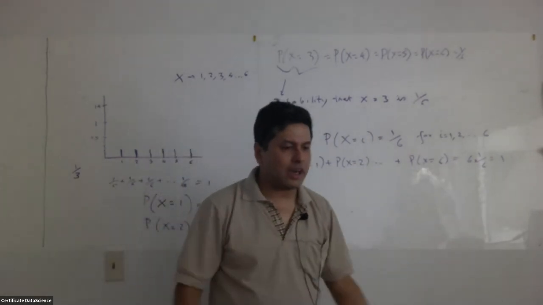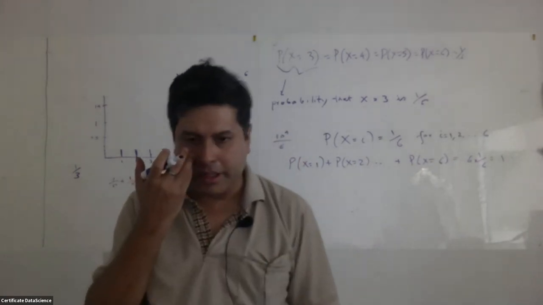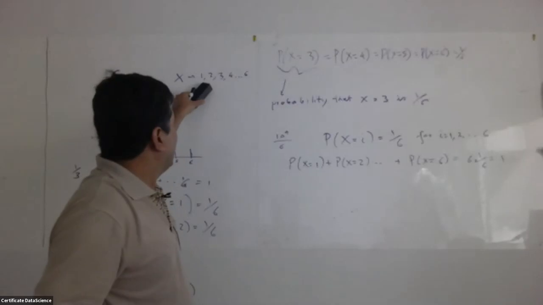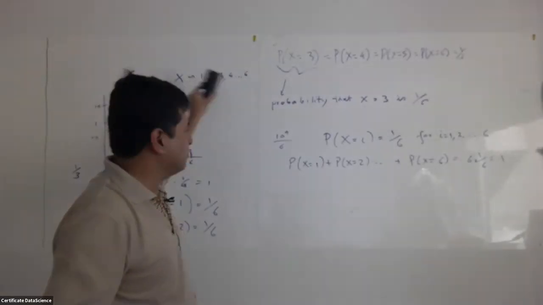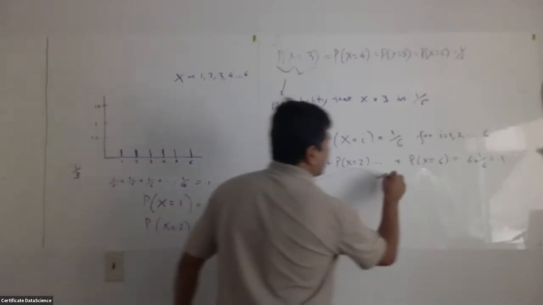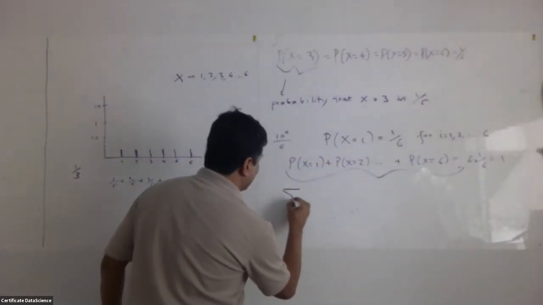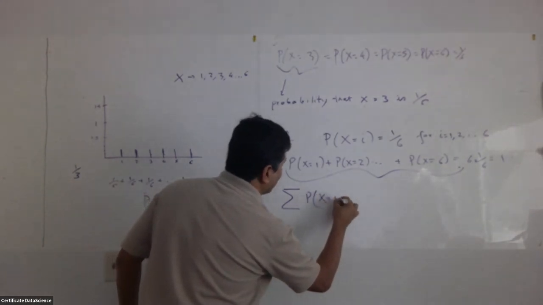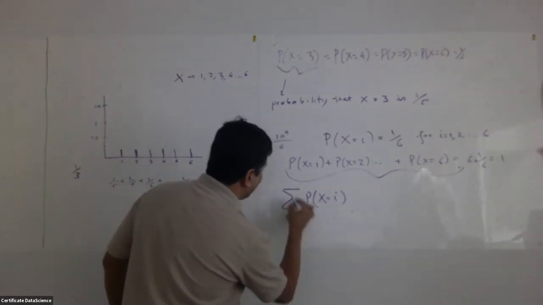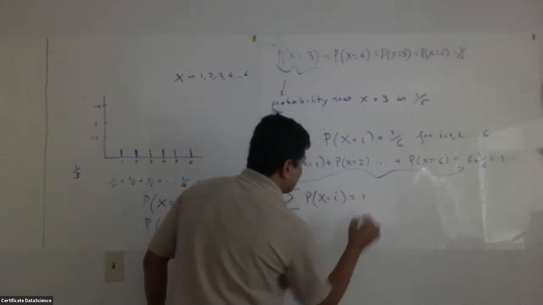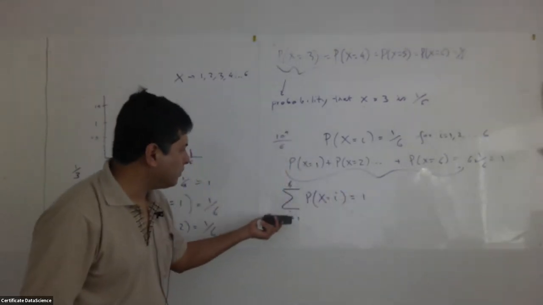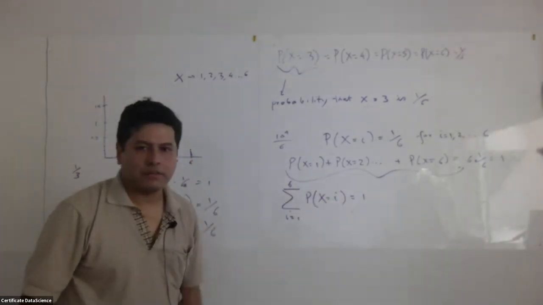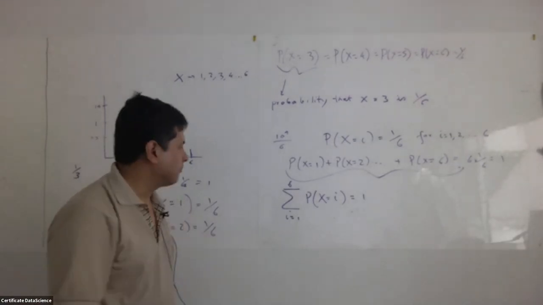So you have to clarify what is the outcome of the random variable, exhaustively. A die cannot have more than 6. It has to be one of them. Or in short, you can write this as probability X equal to I, for I from 1 through 6. So if you sum up all the probabilities, then it's 1. There's no escape from it.